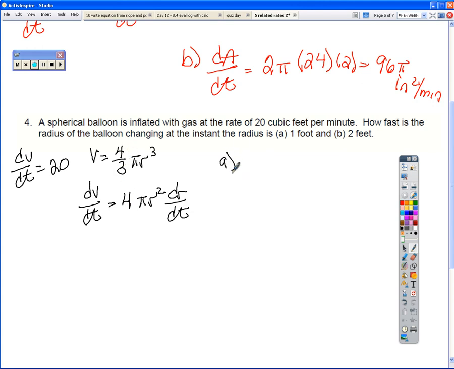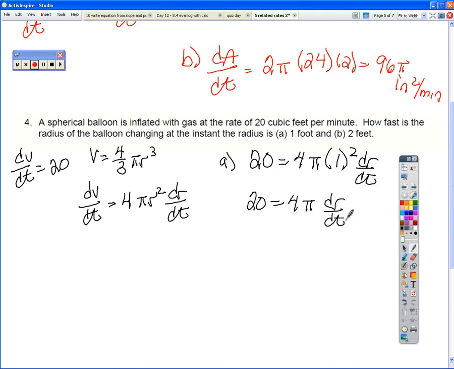So now for part A, 20 equals, the radius is 1. So we have 20 equals 4 pi dr/dt. So we need to divide both sides by 4 pi.